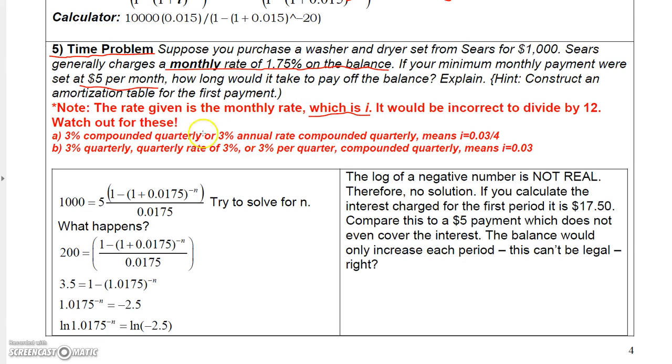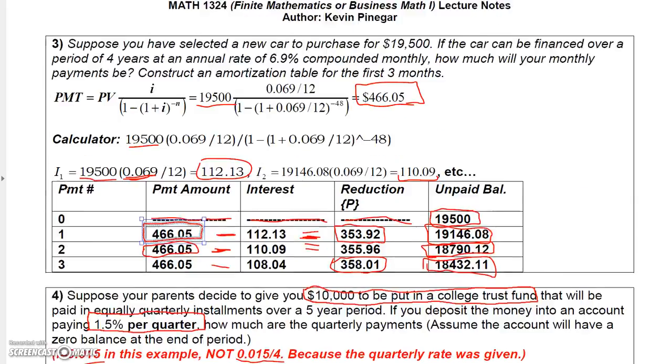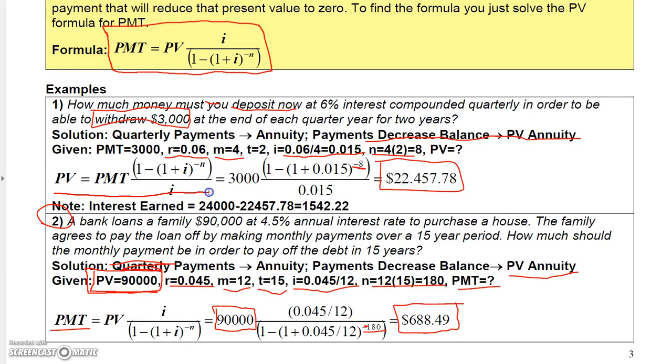Okay. Well, you could construct an amortization table for the first payment to see what's going to happen, but let me show you what's going to happen here. Let's go to our present value annuity formula, because that's what this is. You're making a payment of $5 a month, so that means you have an annuity, and the payments are designed to decrease the balance. So that must be a present value annuity. So I'm basically using this formula here.